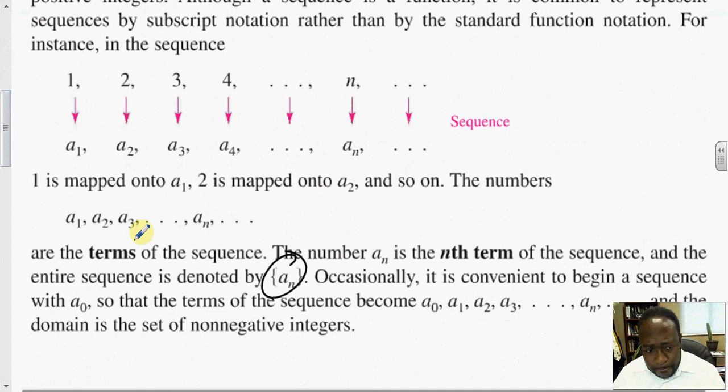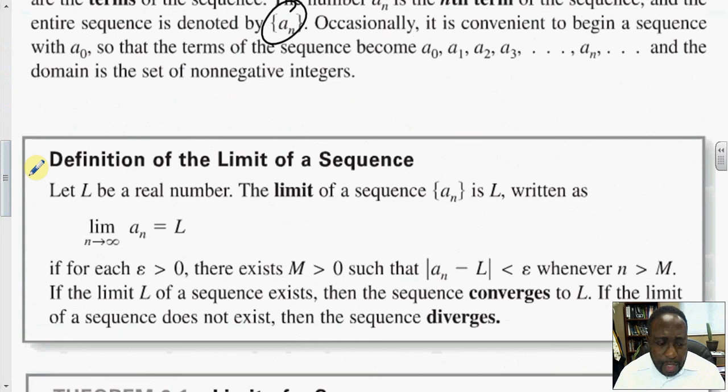Now the definition of the limit of a sequence. Let L be some real number. Then the limit of the sequence is said to be L, and we can write it as the limit of a sub n as n goes to infinity is equal to L, if for each epsilon greater than zero, there exists a positive capital M such that the distance between each sequence value and the limit is less than epsilon whenever n is selected to be larger than the fixed number capital M. If the limit of the sequence exists, then we say that the sequence converges. Otherwise, if the limit does not exist, we say that the sequence diverges.